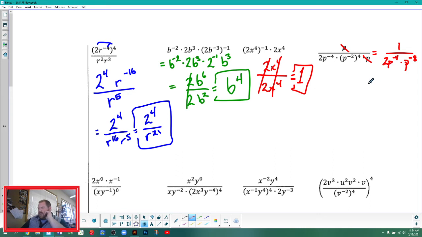I could use product rule here. I don't know if I necessarily would first, but I definitely can, to give me p to the negative 12th, because negative 4 plus negative 8 is negative 12. And then I need to pull that p to the 12th up top, because I can't have any negative exponents.